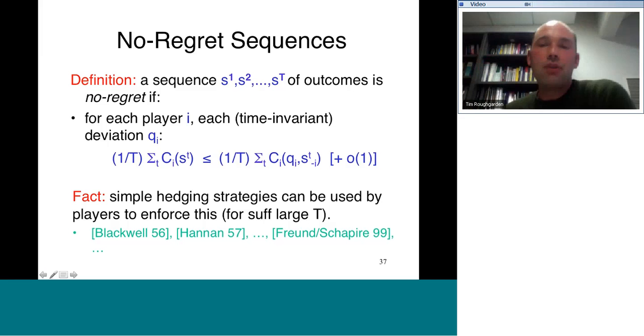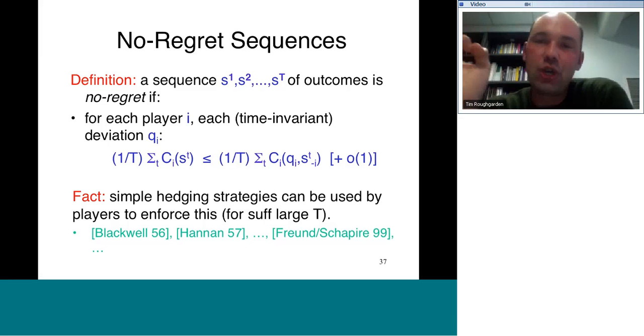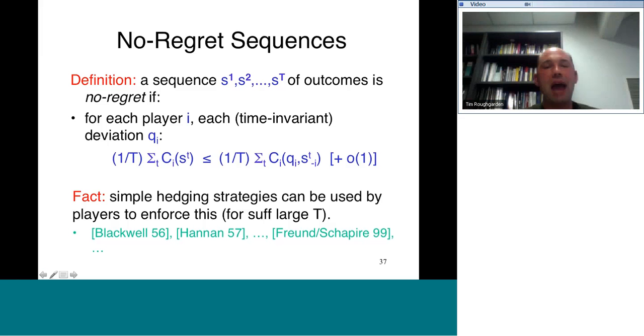We call this sequence no regret, or with vanishing regret, if the following guarantee holds for each player i. Basically, each player i should satisfy a time-averaged version of the Nash equilibrium condition. So what do I mean formally? Well, for a given player i, look at the time average cost that it incurred over this sequence of outcomes. So you drove to work every day for 100 days, just look at the average time it took you to get to work.